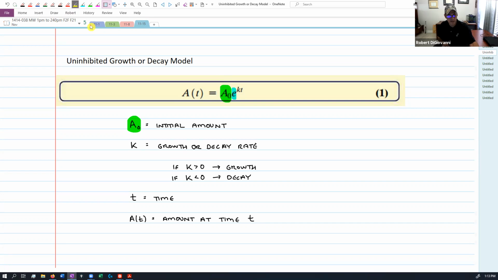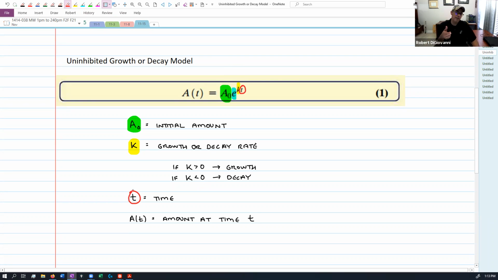The k is what we call the growth or decay rate. That's this number up here. If that k is positive, we have growth. If that k is negative, we have decay. And then the t up there is usually a measurement of time.